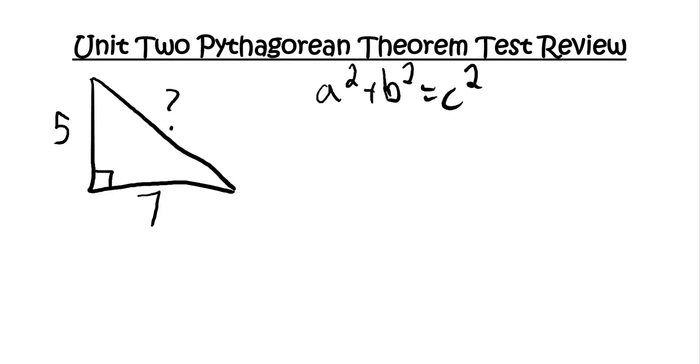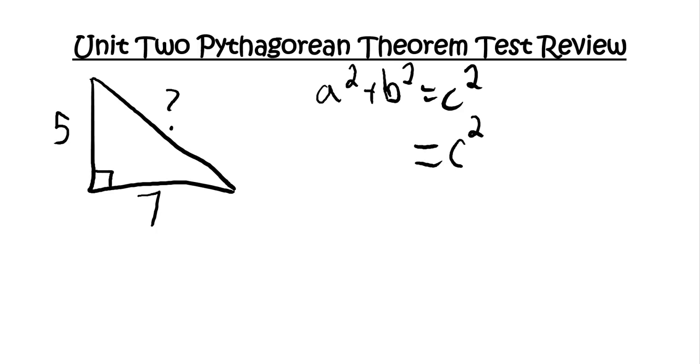After you write the formula, you're going to plug in the numbers starting with the hypotenuse. The hypotenuse is always the longest side, and it's across from the right angle. In this question, the hypotenuse is the one that we're looking for. You're not always going to be looking for the hypotenuse. In this question, we are.